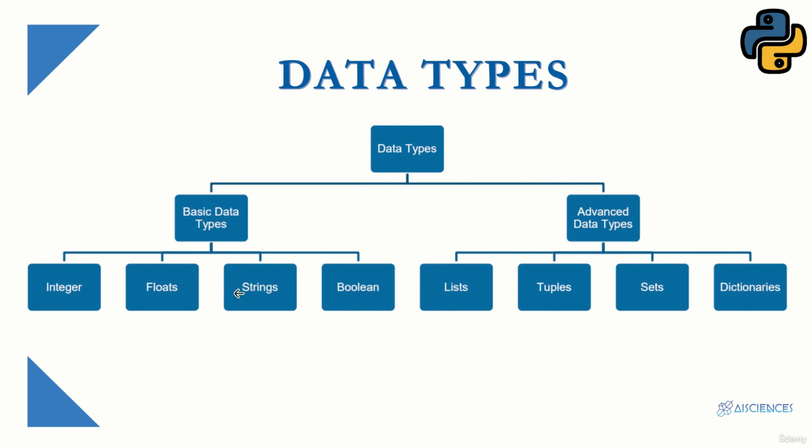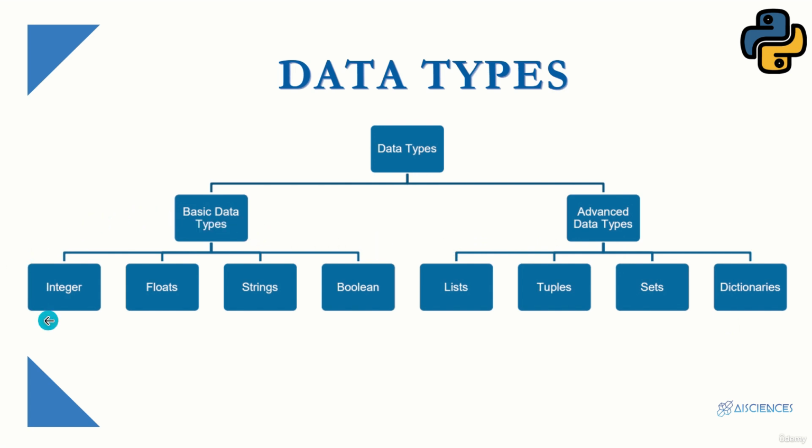If we just skim through the advanced data types, they are lists, which are used to store multiple types of data and multiple instances of data. Then we have tuples, then sets, and then dictionaries. All of these advanced data types are used to store multiple instances or multiple elements of data, right? That's it about advanced data types for now. We will talk about them in much more comprehensive detail later on. Let's focus on basic data types.